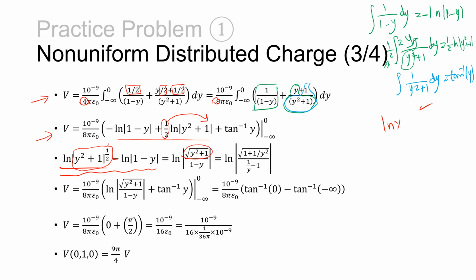If we have ln x minus ln y, this can be written as ln x over y. So this is what I have done here. And another way to write it, if we divide here by y and here by y, then you get the root of 1 plus 1 over y squared over 1 over y minus 1, and we understand why now. Now we substitute with the integral limits.